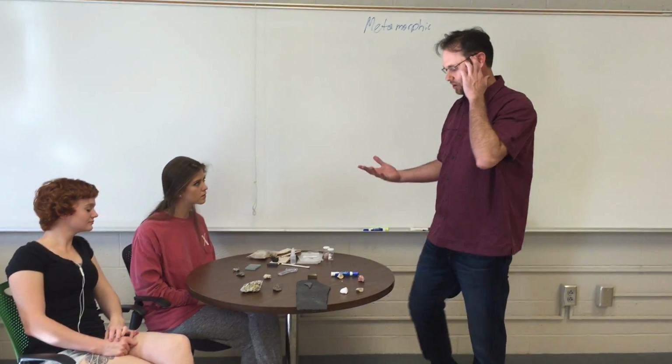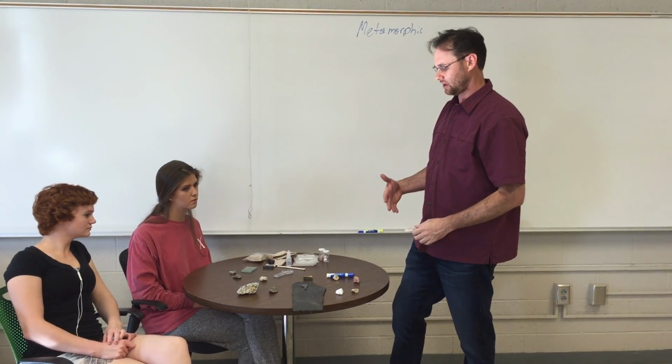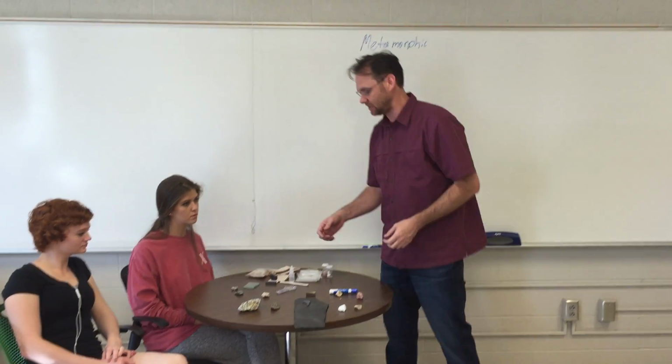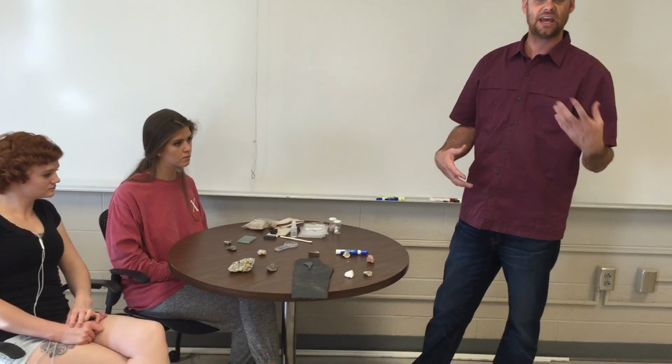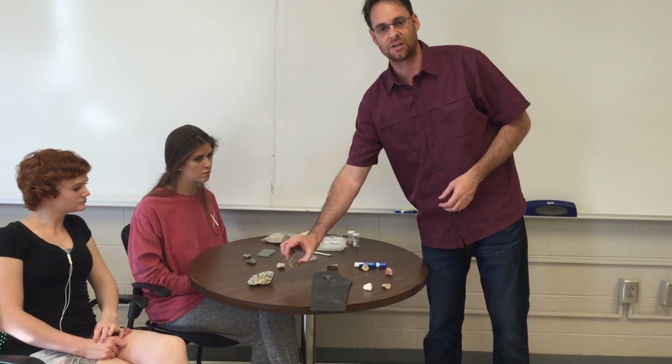All right, so moving on from slate, we're going to now talk about the next levels of metamorphic rocks. They are called schist and gneiss, and you have examples of them in your kit. I also have some larger examples here so you can get a better idea if the hand sample you have isn't quite large enough. So this is an example of schist.